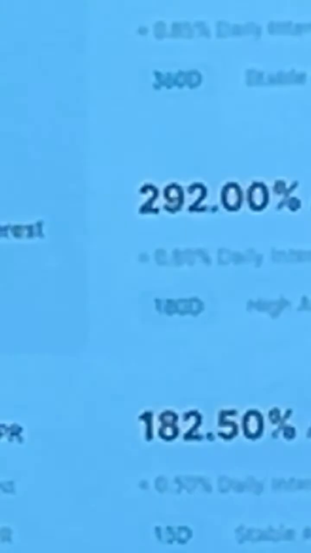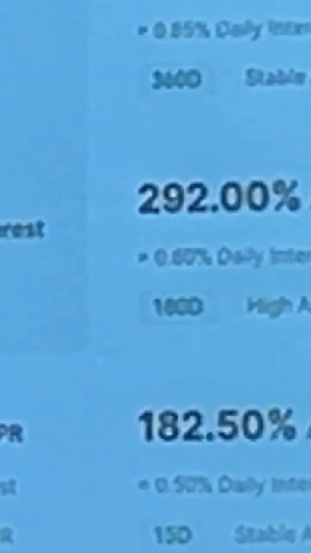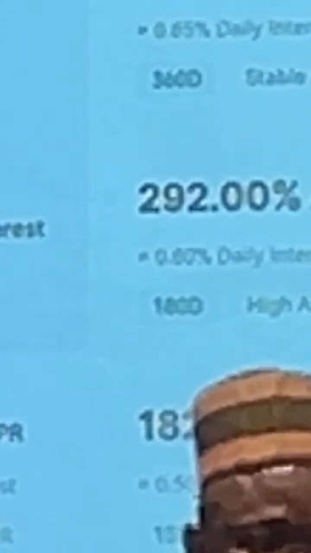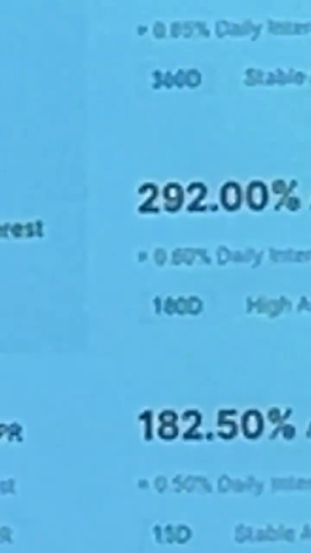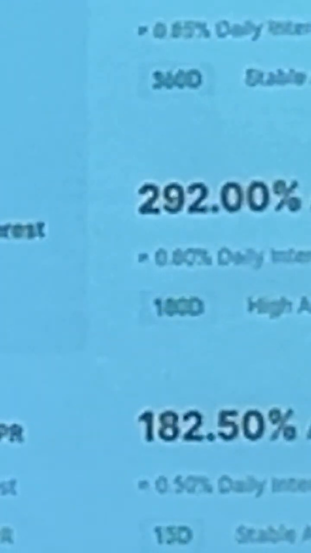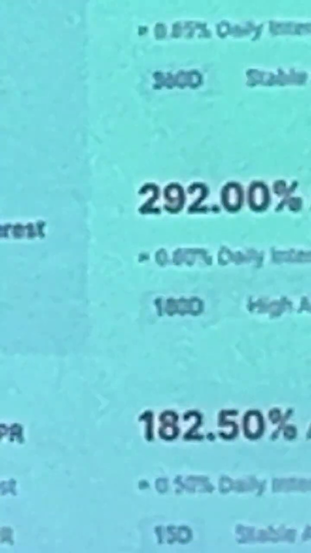The platform offers investment opportunities for 5 periods. The first period is 15 days. The second period is 30 days. Third period, 90 days. Fourth period, 180 days, and fifth period, 360 days. So I'm going to give a breakdown analysis on the percentages. We can put them down and calculate it ourselves. For the first period of 15 days, you'll be able to make 0.5% daily, and that will give you 7.5% at the end of 15 days.